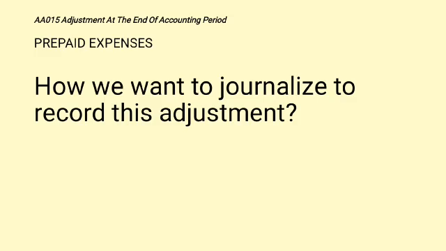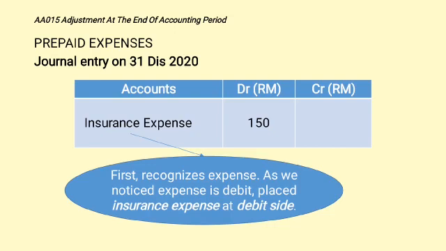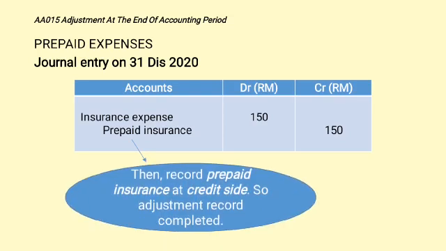So, how do we generalize to record this adjustment? First, we need to recognize the expense. As we know, expense is debit, so we place insurance expense at the debit side, while the asset, prepaid insurance, will be recorded at the credit side, RM150. By this adjustment, the asset will be reduced by RM150, which will be recorded on the balance sheet under current assets.